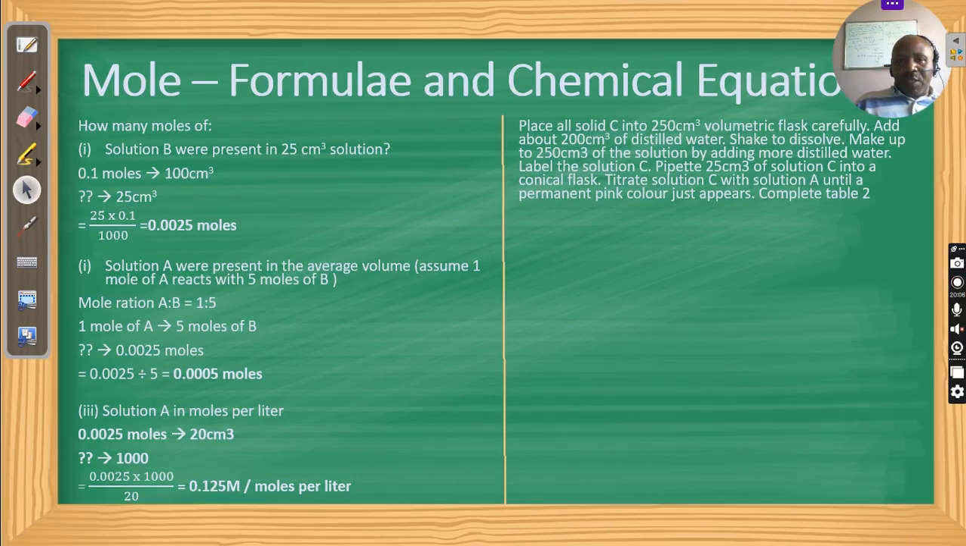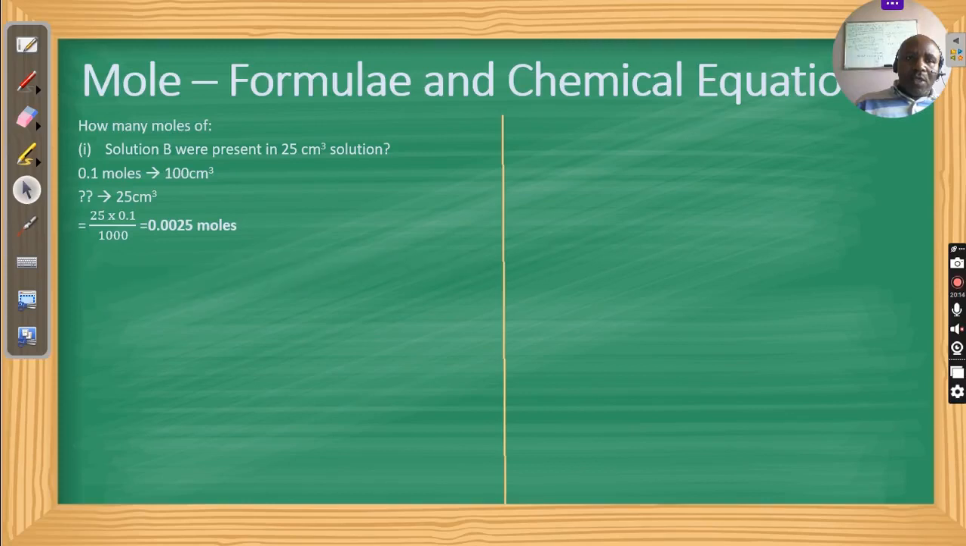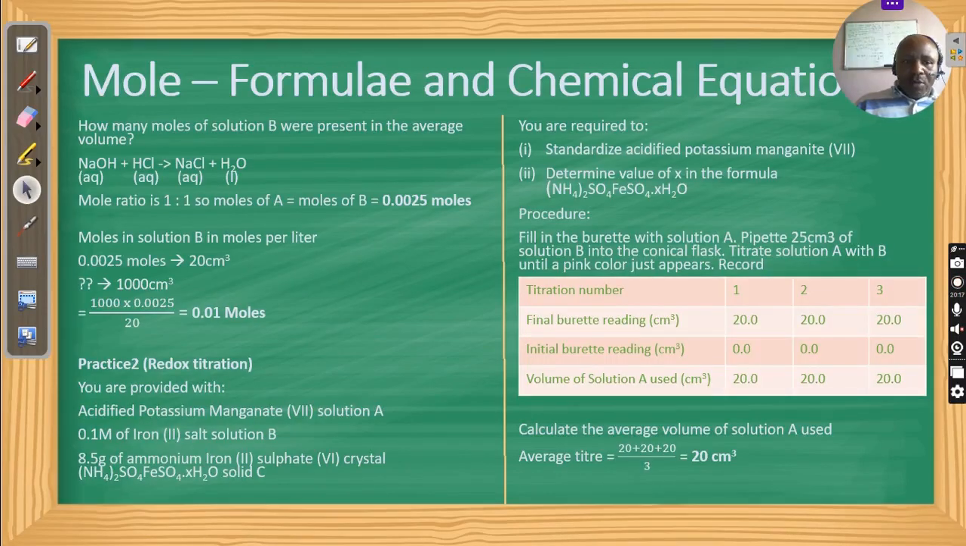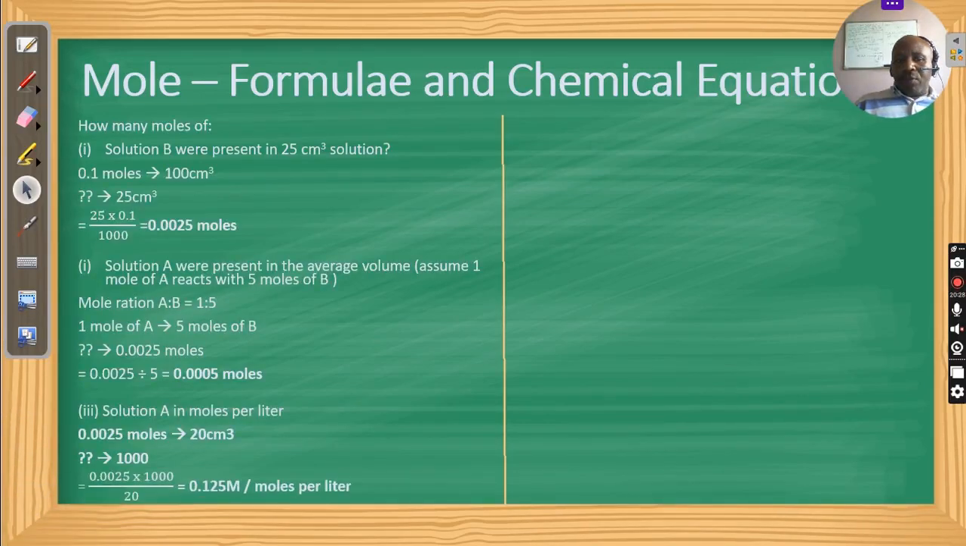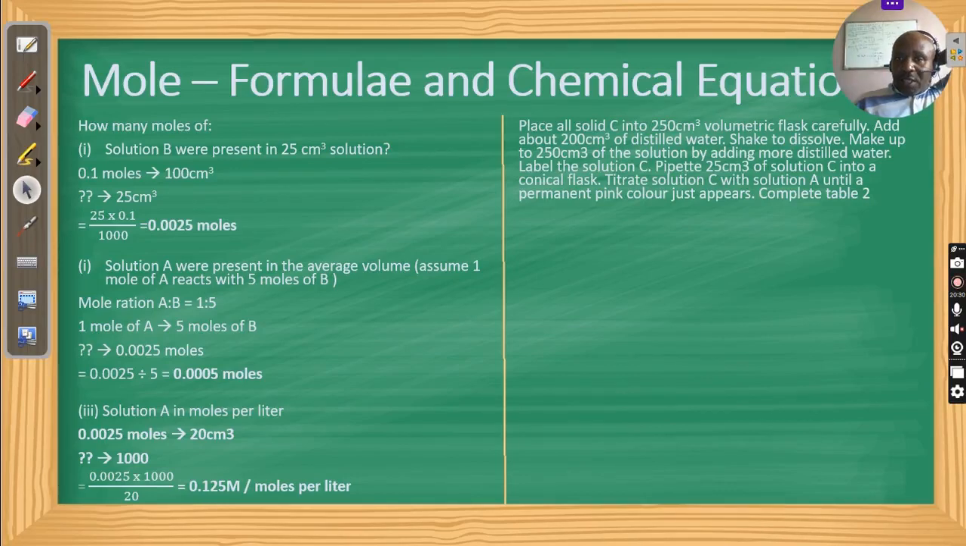So the other part of this practice in the same question is that you place all solid C into 250 centimeter cubic. Remember our solid C here was 8.5 grams of ammonium iron 2 sulfate, which we have a formula there with an X somewhere. So you are required to place all solid C into a 250 centimeter cubic volumetric flask. You add about 200 centimeter cubic of distilled water, shake to dissolve. Make up to 250 centimeter cubic of the solution by adding more distilled water.